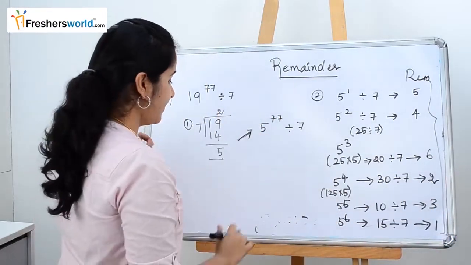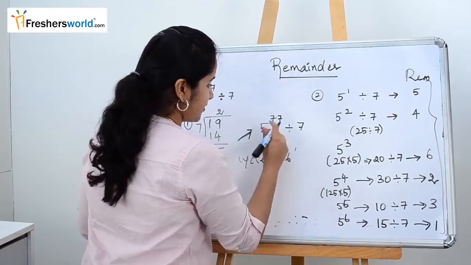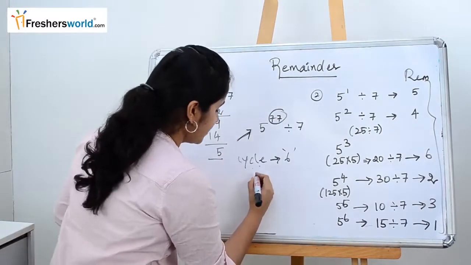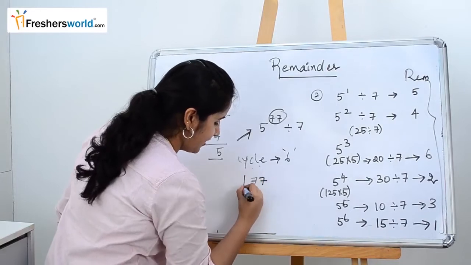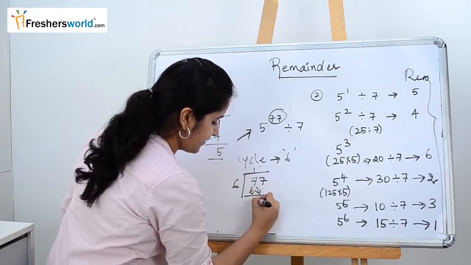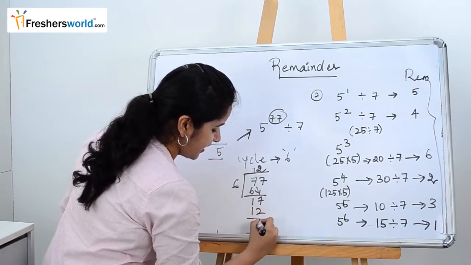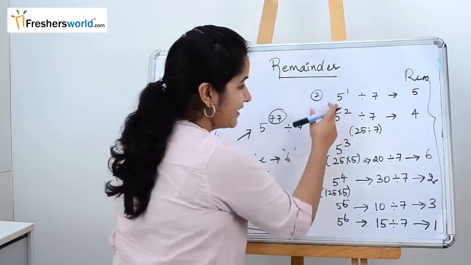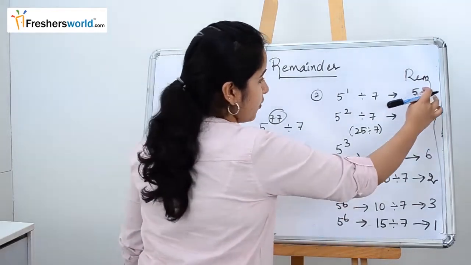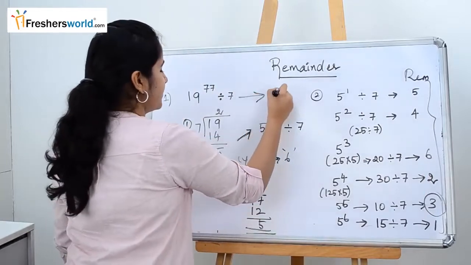So what do we do? We know the cycle repeats every 6 times. So now take the power, which is 77 divided by 6. We know that 6 2s are 12, and the remainder is 5. So in this cycle, take the fifth term: 1, 2, 3, 4, 5. So the remainder of this is 3.